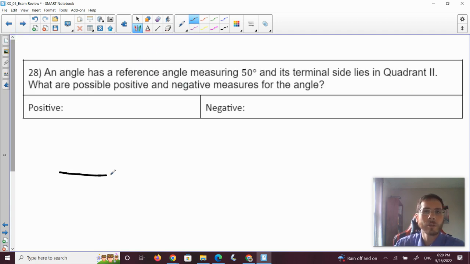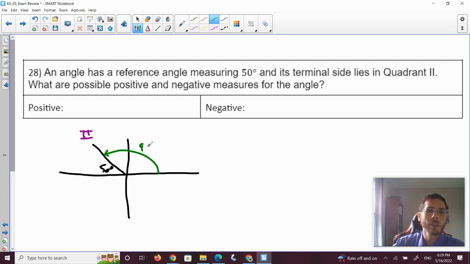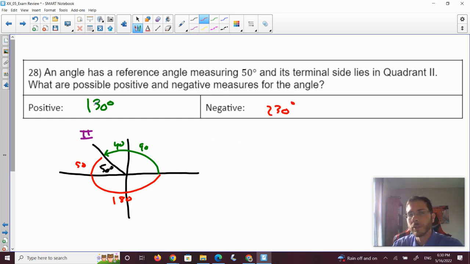Angle has a reference angle of 50 degrees and terminal is in quadrant 2. So again, we're in quadrant 2, so that's going to be over here. Our reference angle is 50 degrees. That makes this 50 degrees. So we need to get a positive and a negative. If we follow this around this way, we're going to get 90, and there's going to be 40 more left here. So that's going to be a total of 130 degrees. If I go around backwards, this is going to be 180, and then another 50. So that should be 230. Again, I could have just done 360 minus 130, but I like to follow along the circle. It's kind of fun to travel.